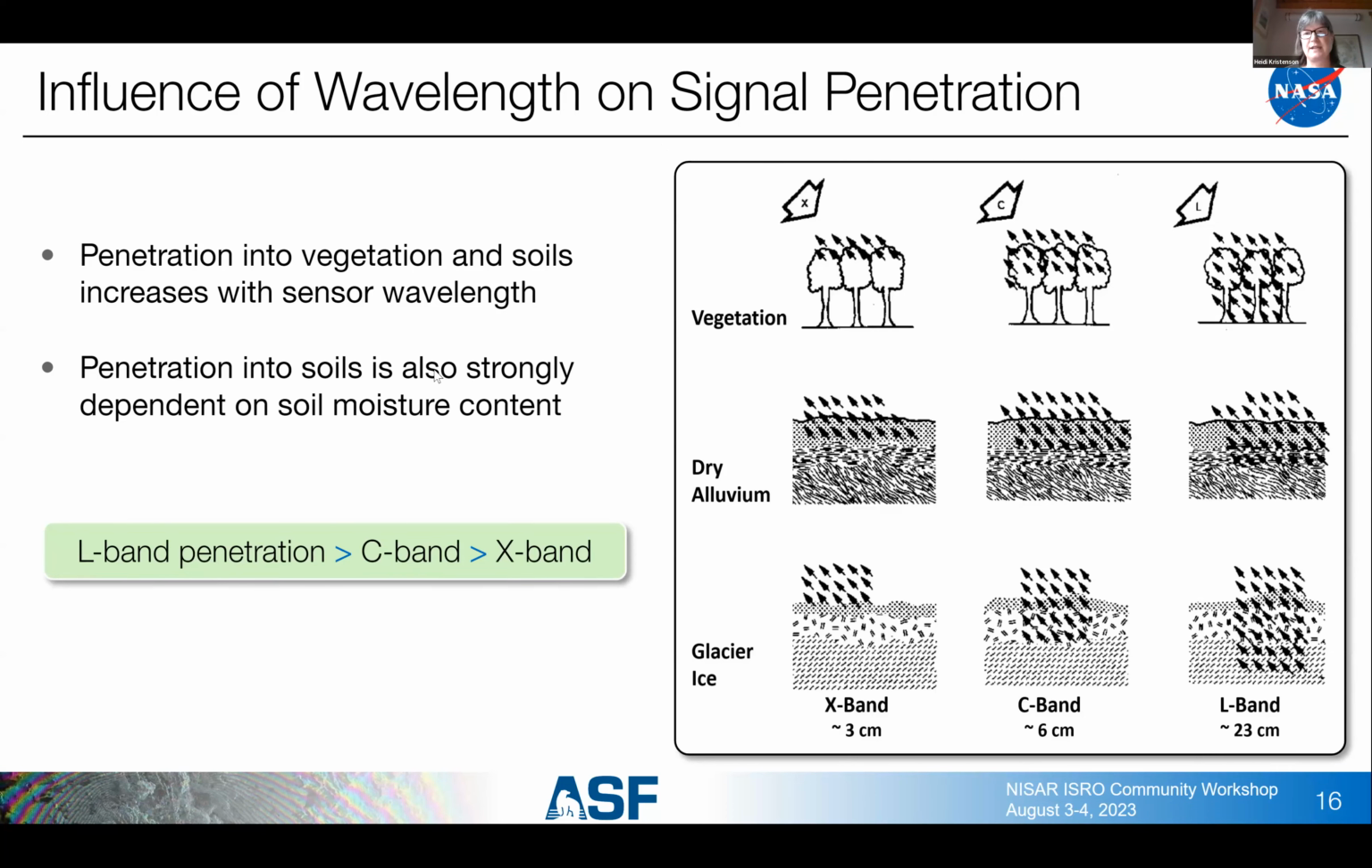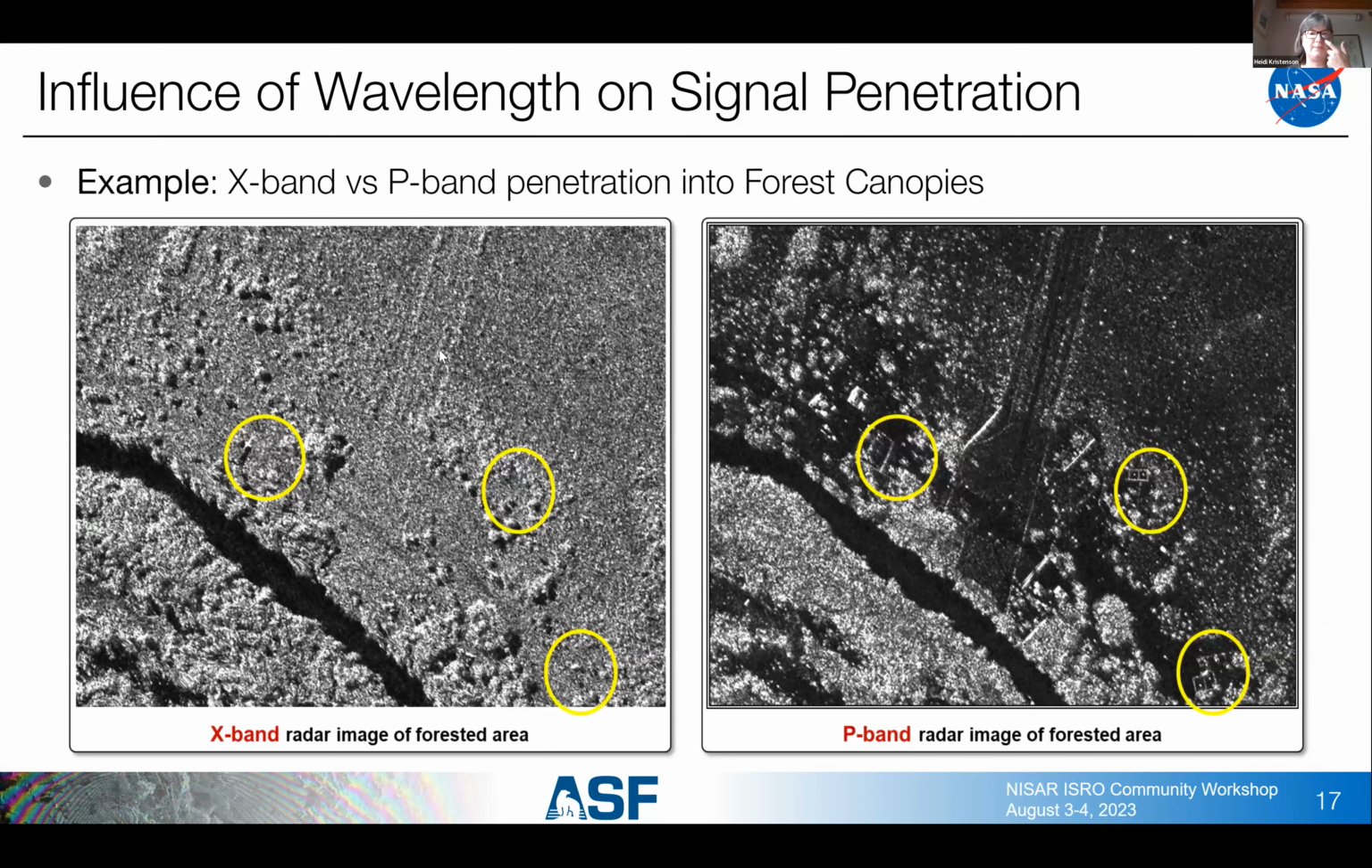So just a quick visualization of the difference between the acquisitions from different bands. On the left, we have this X-band acquisition, and you can see it. You're looking at the top of tree canopy. You're really seeing the vegetation mostly.